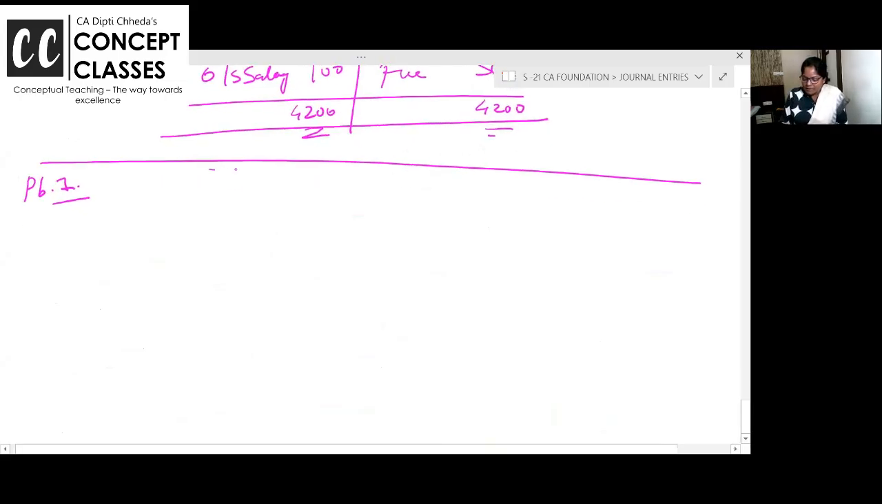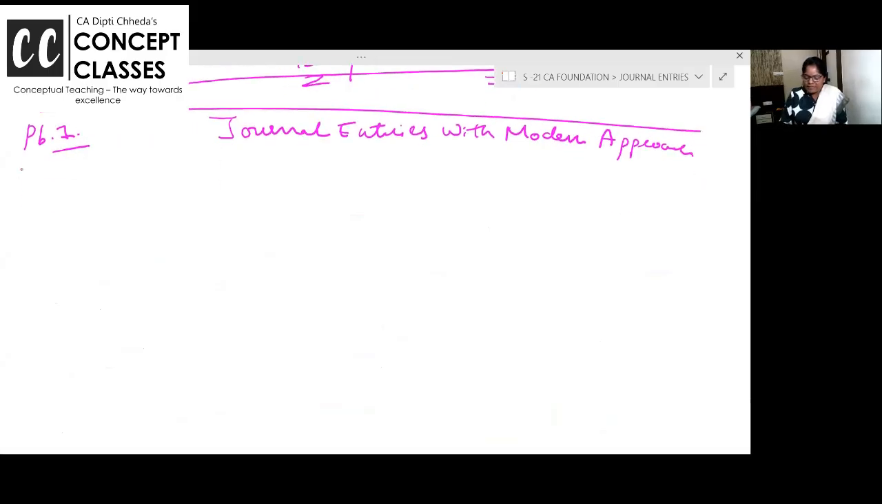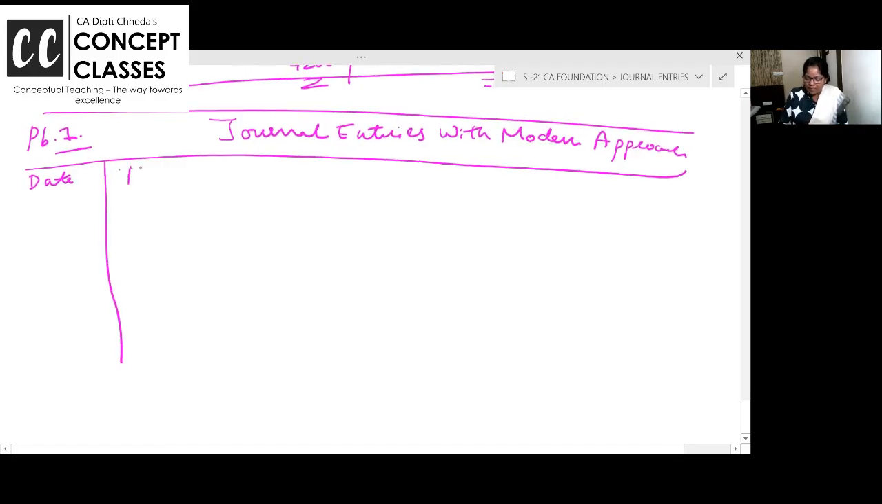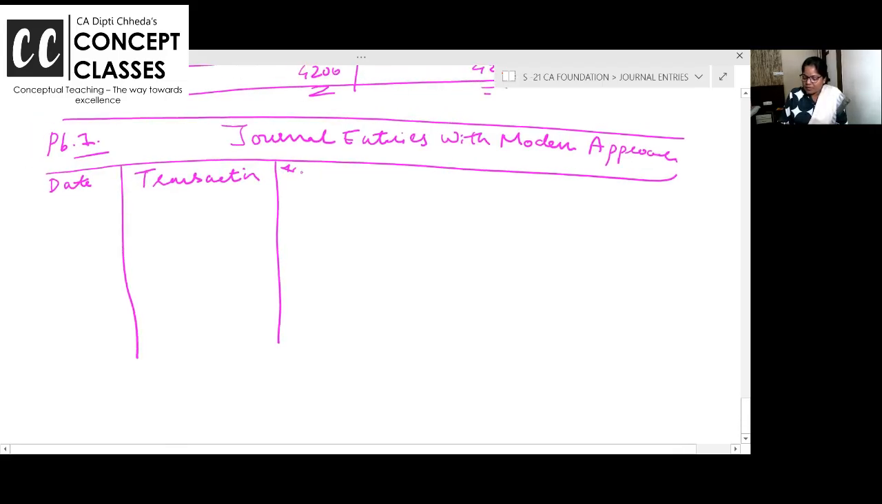Let us pass journal entries with modern approach. See, last problem I have written and then I have asked you to write. Today we can do it together. Journal entries with modern approach. This time they have given date also. So we can take date, transaction, accounts involved. What are the accounts involved?